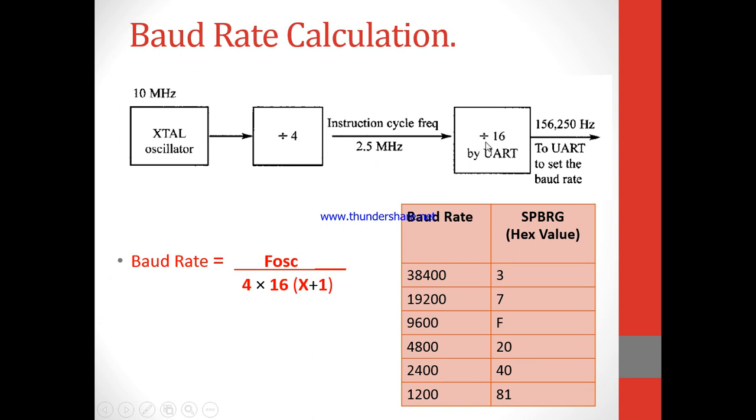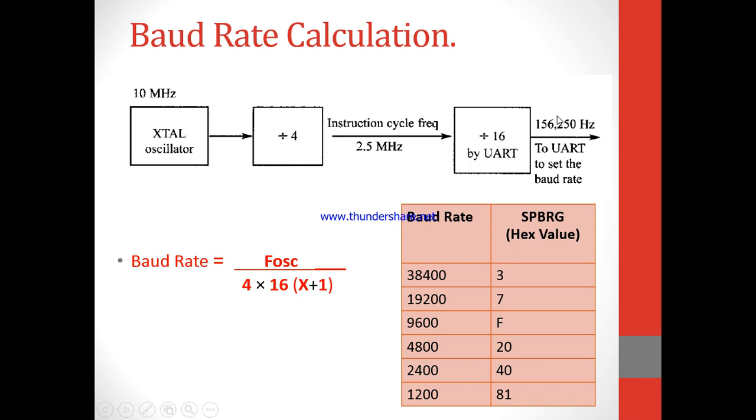Then after that, the UART module. UART is a peripheral and it runs at a lower speed than your PIC microcontroller. So for UART, this clock is further divided by 16, and the UART generally operates on this particular frequency. It is approximately 156 kilohertz, and this value is very useful because the baud rate calculation is based on it.